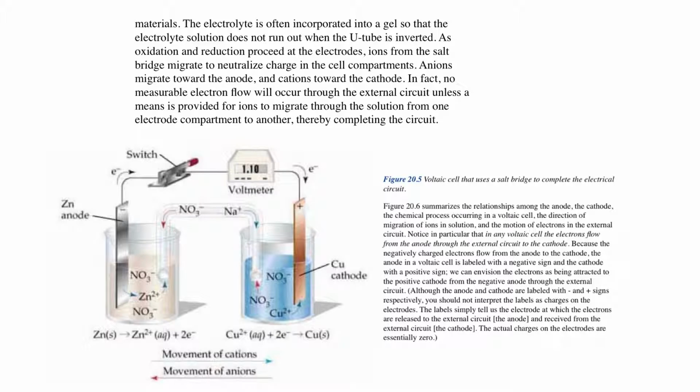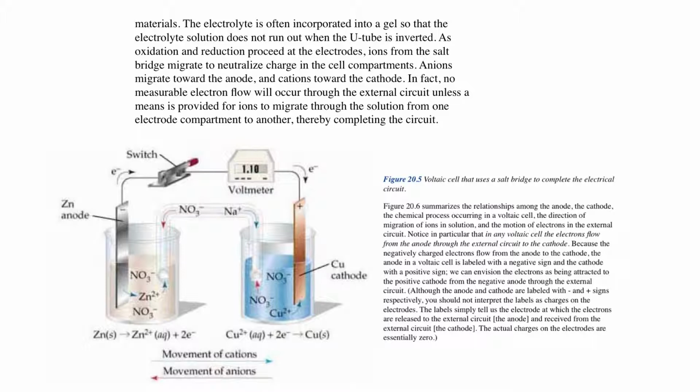The electrolyte is often incorporated into a gel so that the electrolyte solution does not run out when the U-tube is inverted. As oxidation and reduction proceed at the electrodes, ions from the salt bridge migrate to neutralize charge in the cell compartments. Anions migrate toward the anode and cations toward the cathode. In fact, no measurable electron flow will occur through the external circuit unless a means is provided for ions to migrate through the solution from one electrode compartment to another, thereby completing the circuit. Figure 20.5: a voltaic cell that uses a salt bridge to complete the electrical circuit.